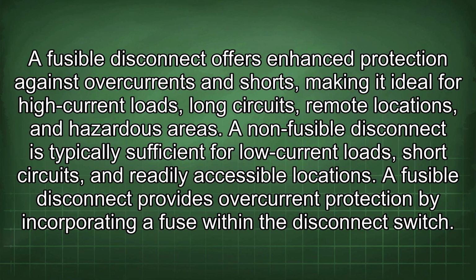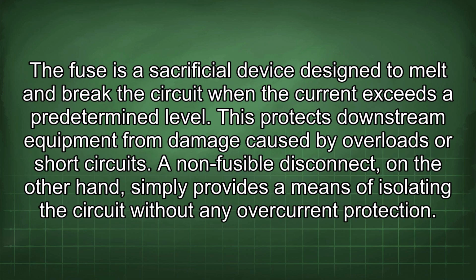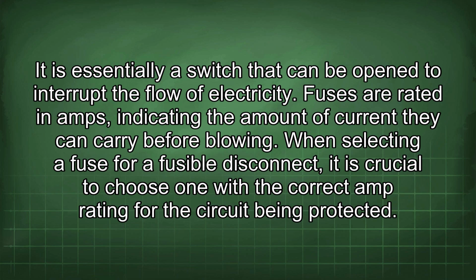A fusible disconnect provides overcurrent protection by incorporating a fuse within the disconnect switch. The fuse is a sacrificial device designed to melt and break a circuit when the current exceeds a predetermined level. This protects downstream equipment from damage caused by overloads or short circuits. A non-fusible disconnect, on the other hand, simply provides a means of isolating the circuit without any overcurrent protection. It is essentially a switch that can be opened to interrupt the flow of electricity.